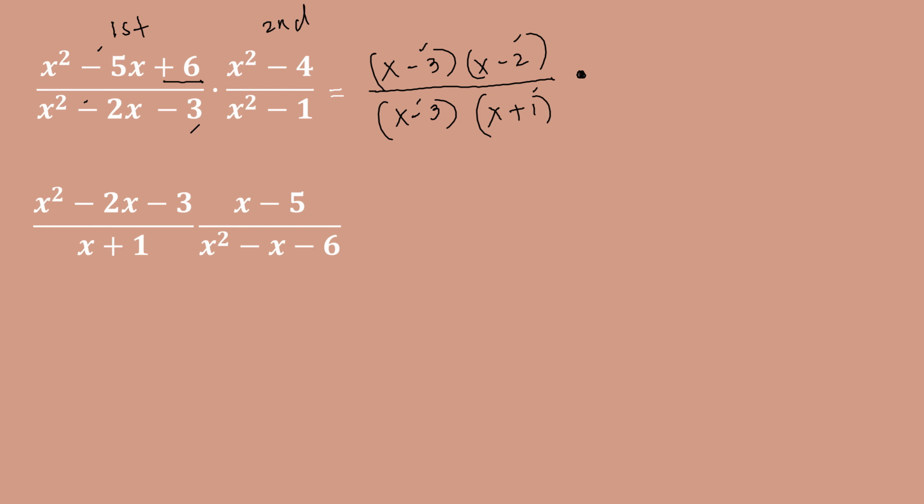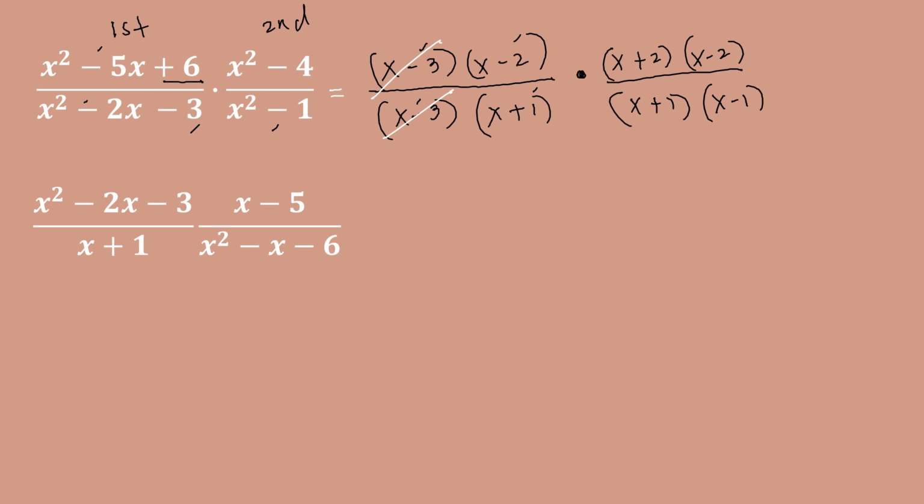The x squared minus 4 can be factored out as x plus 2 and x minus 2. And this is over, again, this is the difference of 2 squares still. So x plus 1 times x minus 1. Let's proceed now to cancellation. So the x minus 3 and x minus 3 are common.